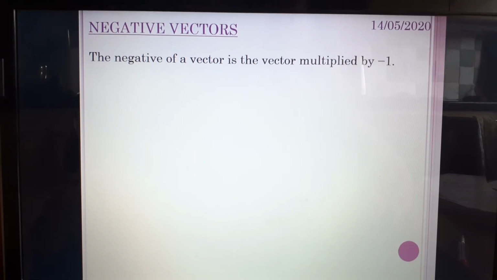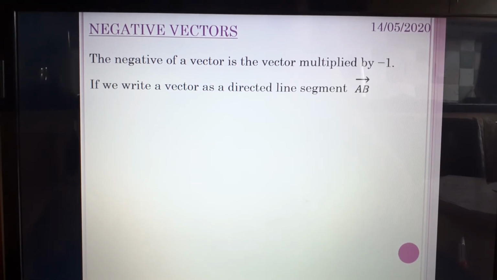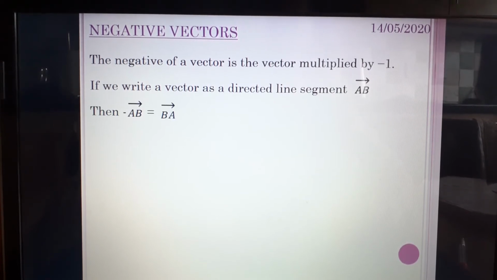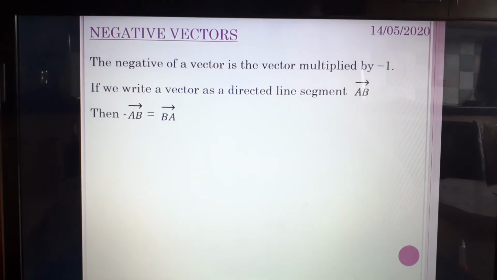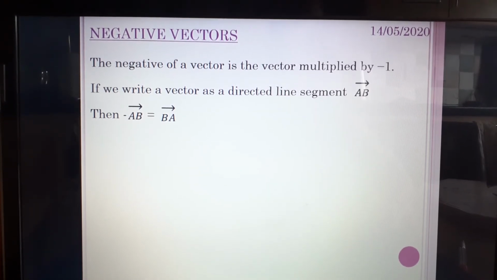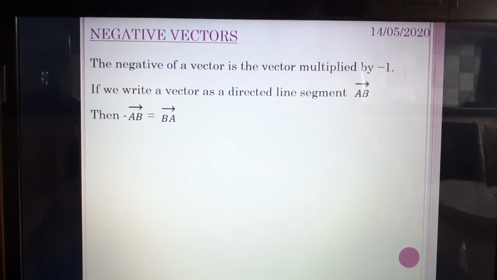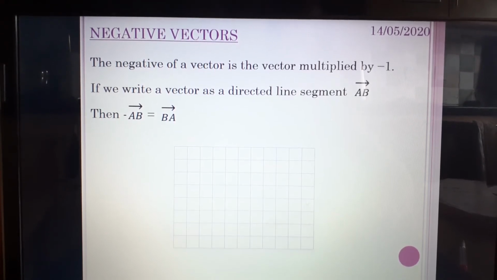Now we've looked at this already. If we write a vector as a directed line segment AB, remember that means that we have a line that starts at A and finishes at B. So negative AB would therefore be the line AB going in the opposite direction, so that would therefore be a line starting at B and finishing at A. We can see this visually here.